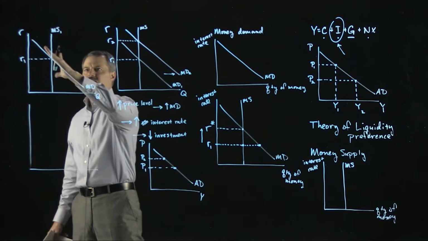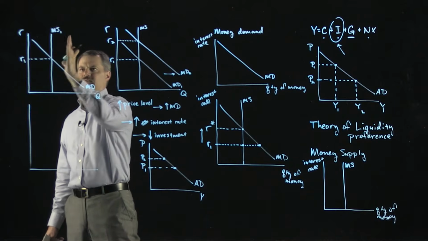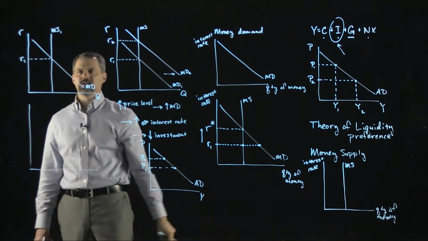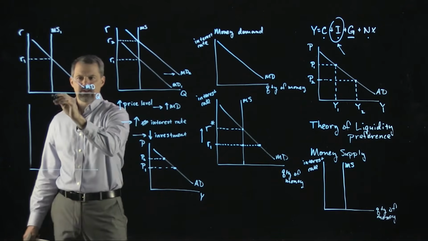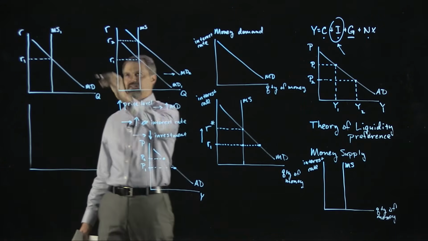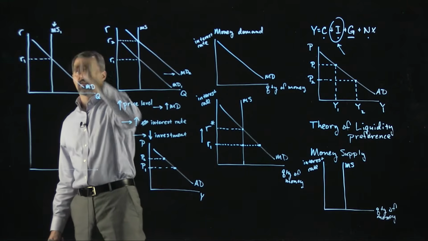And you can see that if the money demand curve shifts or the money supply curve shifts, then we're going to move to a new equilibrium. We could identify a quantity down there, but it's going to be that quantity. It's the money supply.